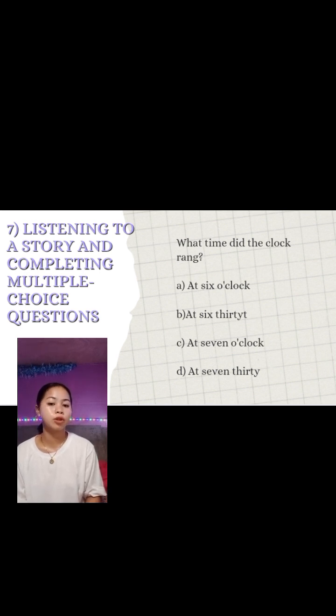So, selection of multiple choice answer. What time did the clock ring? A, at 6 o'clock. B, at 6:30. C, at 7 o'clock. Or D, at 7:30. So, which one is the correct answer? Very good. Letter B. And now, let's proceed to number 8, which is testing speaking skills.